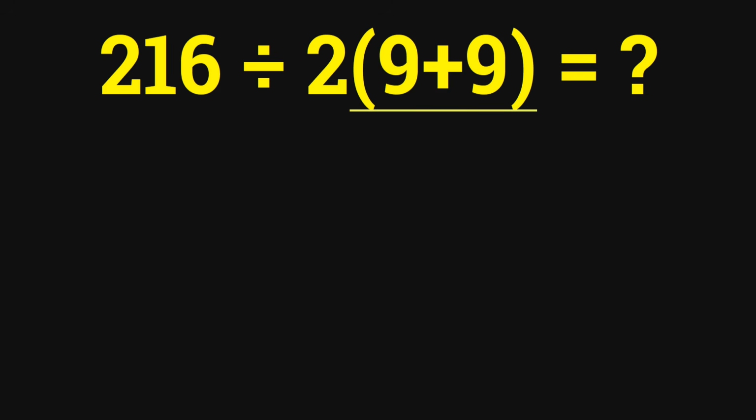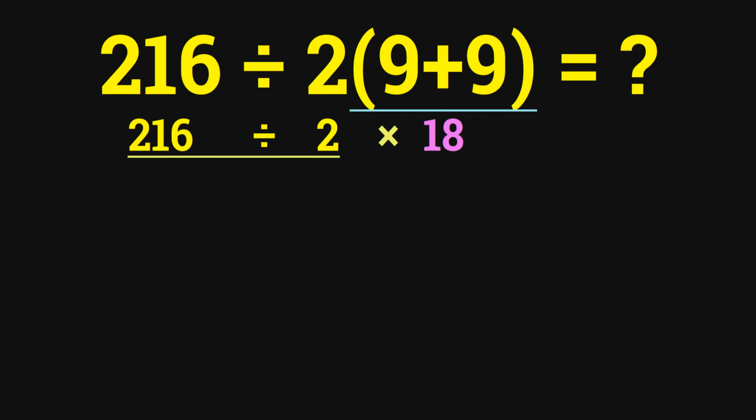So we will start with these parentheses. We have 9 plus 9 equals 18. So 216 divided by 2 times 18. Now we have this division and this multiplication. Let's take this division.